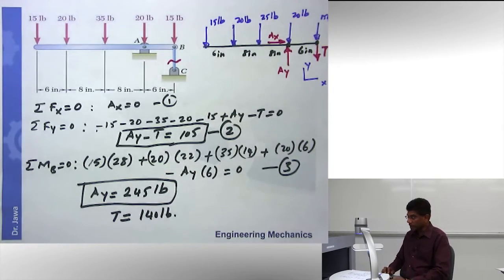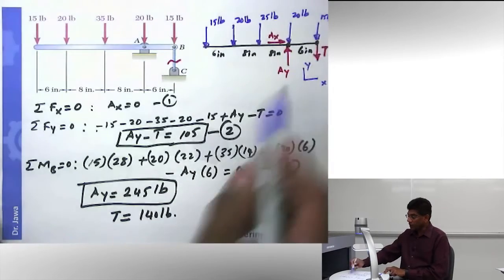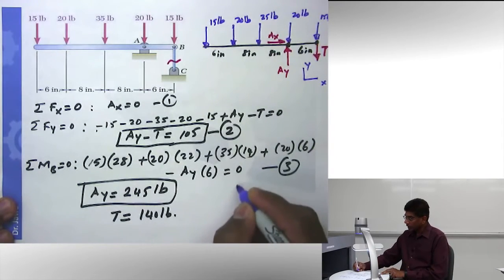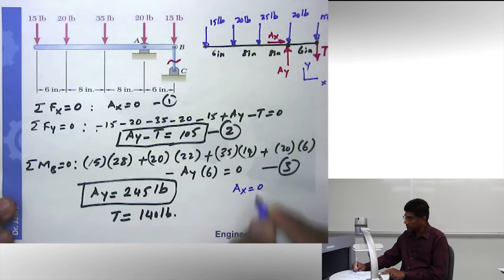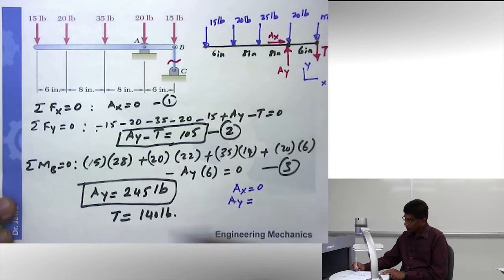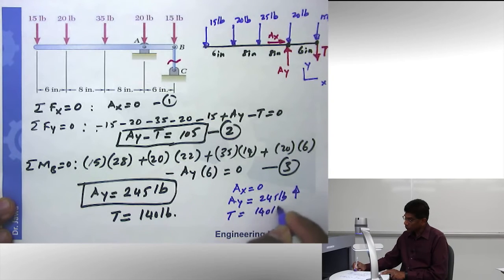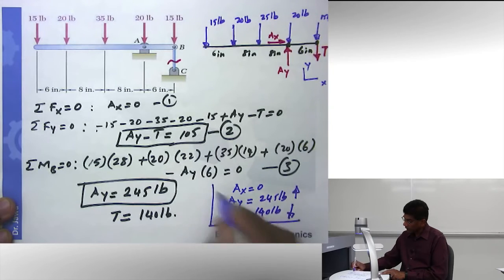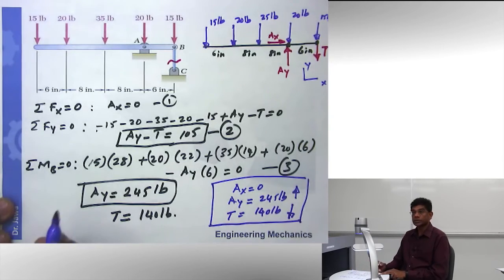And if you have done this correctly, so I have my free body diagram, I have my equations, and the final answer I would give it like this. A sub x is equal to 0. A sub y is equal to 245 pounds, and the direction is this. Finally, tension is equal to 140 pounds, and it is going to be in this direction. And here is my answer.